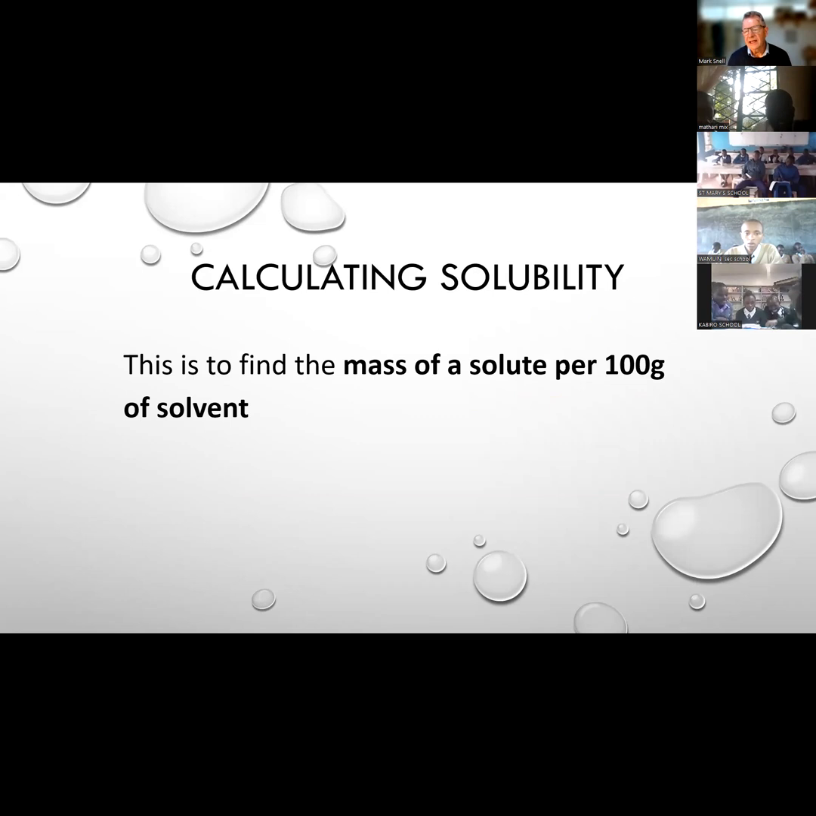So this is calculating solubility. What we're trying to find is the mass of solute in every 100 grams of solvent at the temperature which they say. They often tell you what temperature it is. Here's an example.